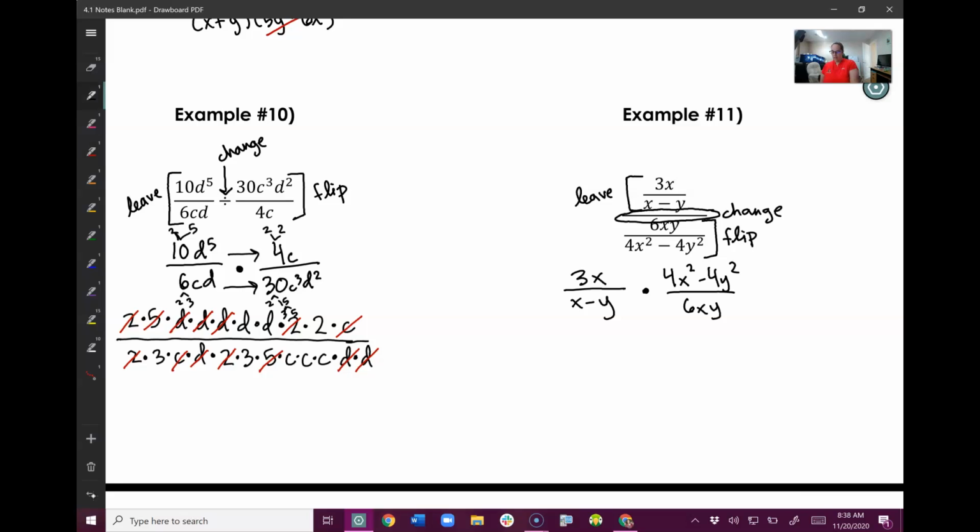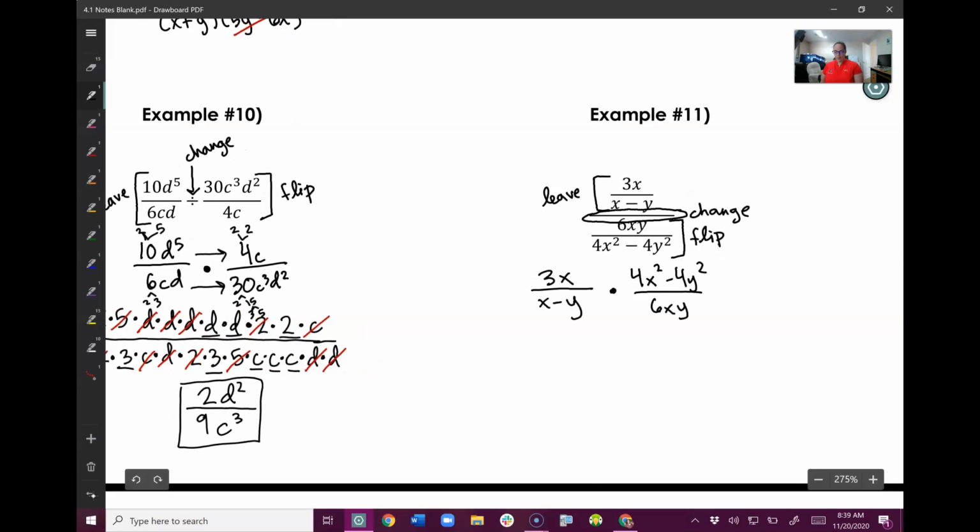So on top it looks like I've got a 2. And then I'm left with 2 d's, so d squared. Over, I've got a 3 and a 3. I'll underline these so you can see them a little better. So 3 times 3 is 9. And then I've got 3 c's, so c cubed. And that's our answer. That's it.